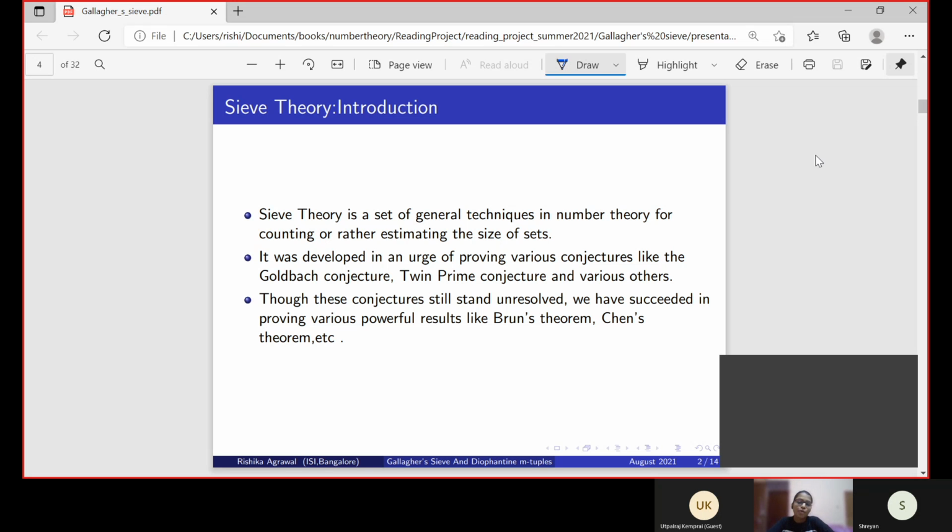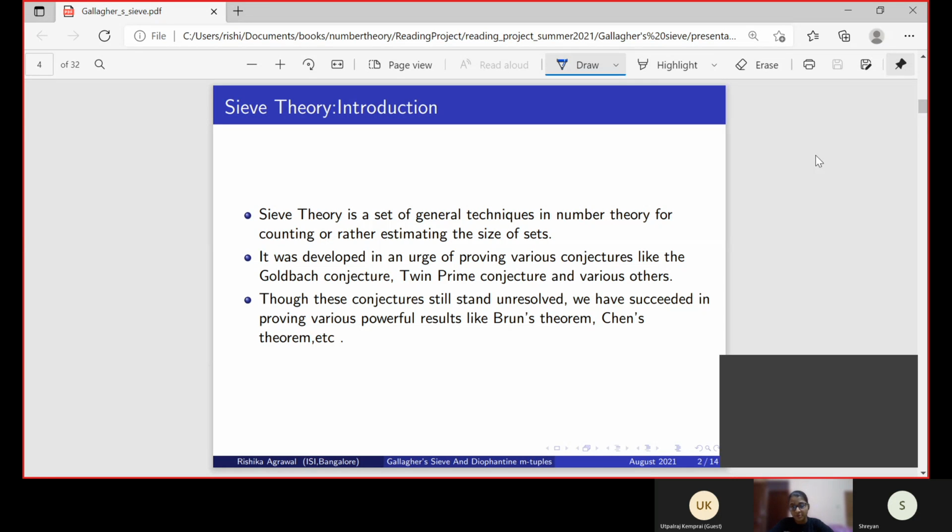These conjectures have not been resolved, but we have succeeded in proving various powerful results relating to them, like Brun's theorem, which states that the sum of reciprocals of the twin primes converges, while we all know that the sum of reciprocals of primes diverges. So Brun's theorem was one of the first achievements of sieve theory.